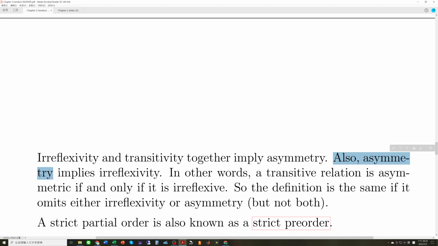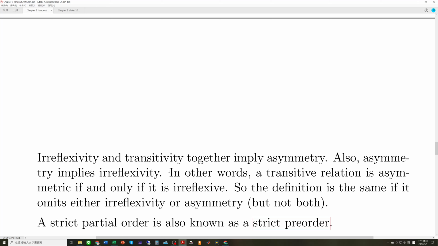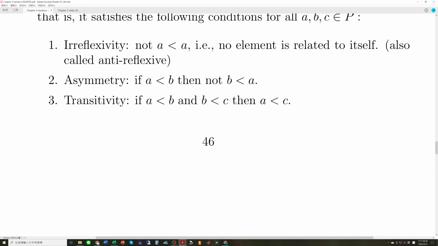Also, asymmetry implies irreflexivity. That is, condition 2 implies condition 1. In other words, a transitive relation is asymmetric if and only if it is irreflexive. What does this mean? This means if condition 3 is true, then condition 1 and condition 2 imply each other.